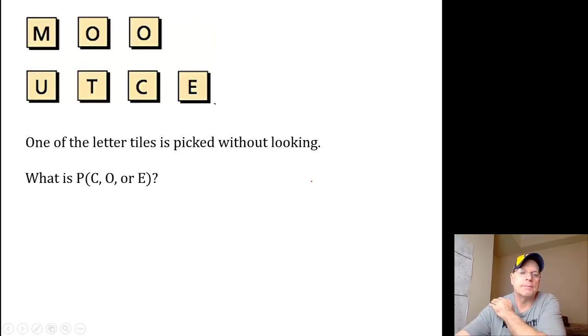All right. If you were playing Scrabble and you had these letter tiles and you put them in a bag and shook them up and picked one of the letter tiles without looking, answer this question, pause, and then come back and compare your answer to mine.